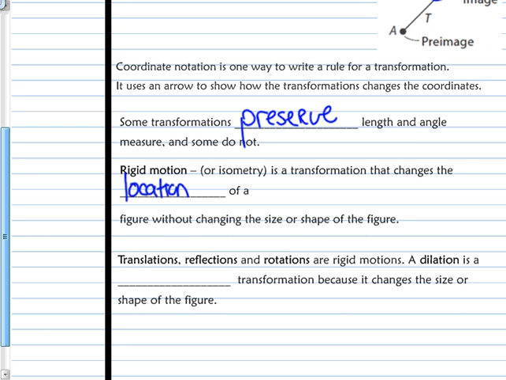A dilation would then be called a non-rigid motion or a non-rigid transformation because the shape and or the size does change. Okay? So think about rigid meaning staying the same, staying still. That's what a transformation is that doesn't really move its size or shape, it just moves its position. Whereas a dilation is non-rigid because its size or shape can change and does change. Let's move on to some examples.